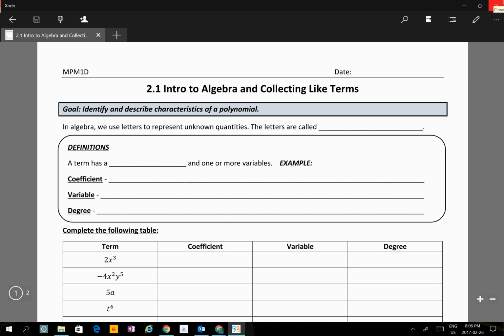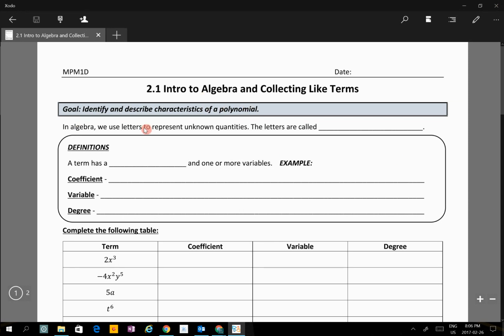So welcome to Cycle 2, Lesson 2.1, Introduction to Algebra and Collecting Like Terms. The goal for this lesson is to identify and describe characteristics of a polynomial.